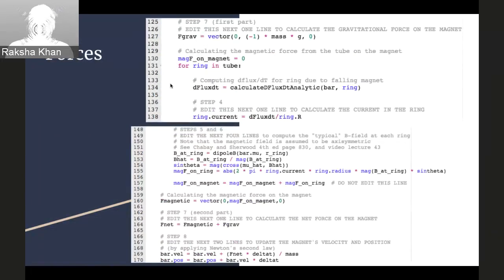Then we need to calculate the forces. First we calculate the gravitational force on the magnet, and then we calculate the magnetic force from the tube on the magnet. And then later on we add the magnetic and gravitational force to find the net force on the magnet. And then finally we have our velocity and position formulas in lines 169 and 170. And those are the Newton's second and third laws, which I mentioned earlier on.